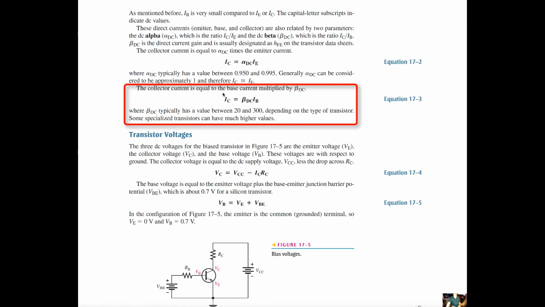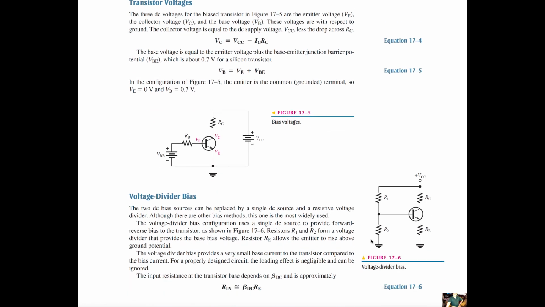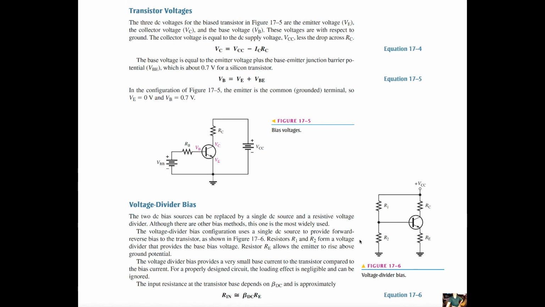The collector current is equal to the base current multiplied by beta DC. Again, we can see that in the diagram, in the mathematical notation. Beta DC typically has a value between 20 and 300. Write that down. Depending on the type of transistor, some specialized transistors have much higher values. Okay, there's a lot that was just heaped on you here. Go back, read your book, review the video here. Make sure you understand those fundamental concepts.